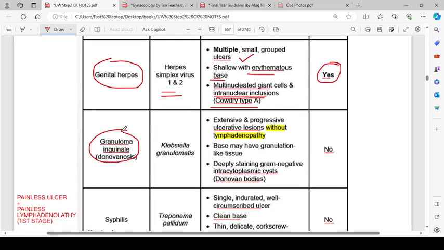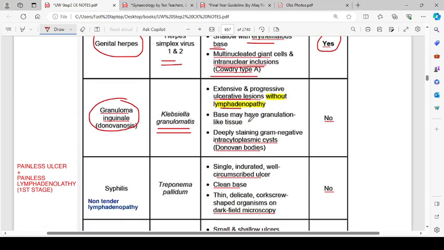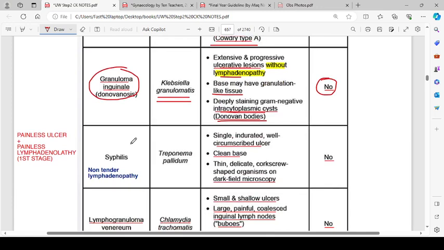Granuloma inguinale, that is donovanosis. It is caused by Klebsiella granulomatis. Extensive and progressive ulcerative lesions without lymphadenopathy. Base may have granulation-like tissue. Deeply staining gram-negative intracytoplasmic cysts, that is Donovan bodies, and the lesion is not painful.